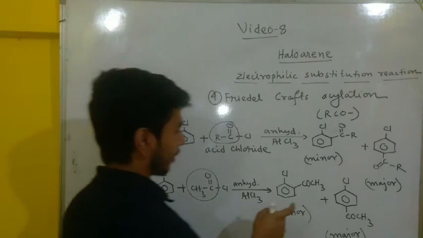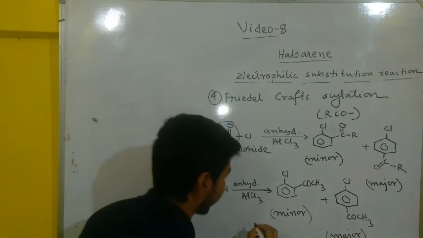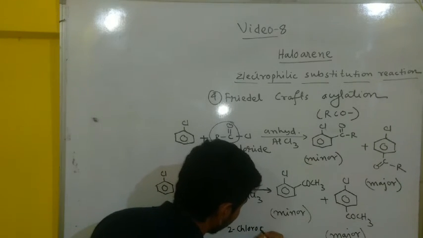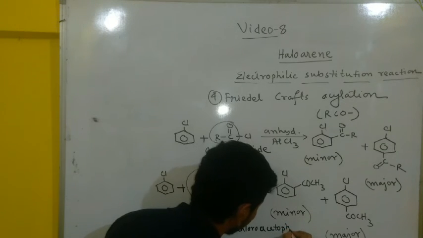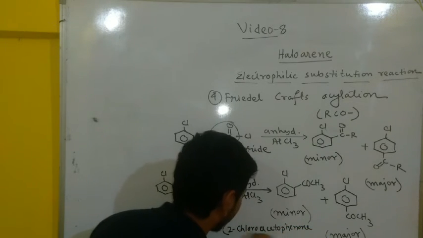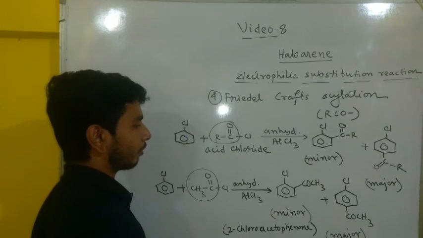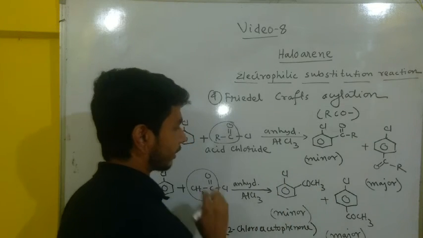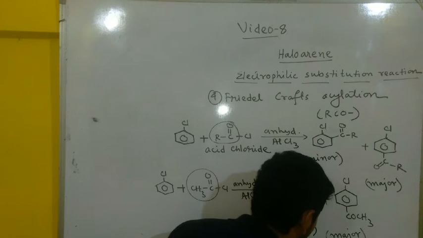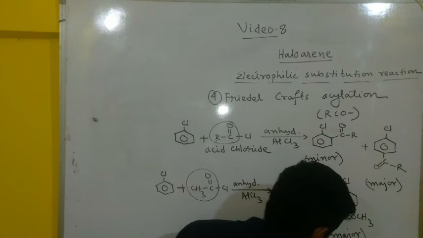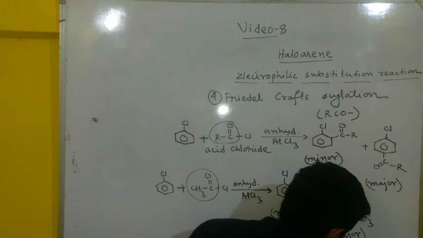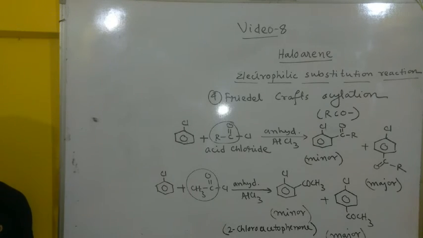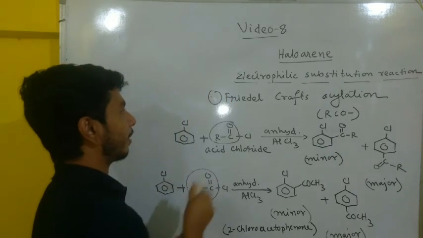Name of the products: the minor product is called 2-chloroacetophenone. 2-chloro, and this group is called acetophenone. The major product is called 4-chloroacetophenone. So I think this is number 5.